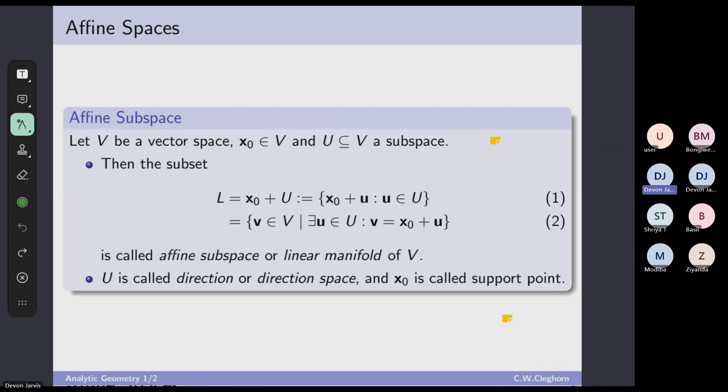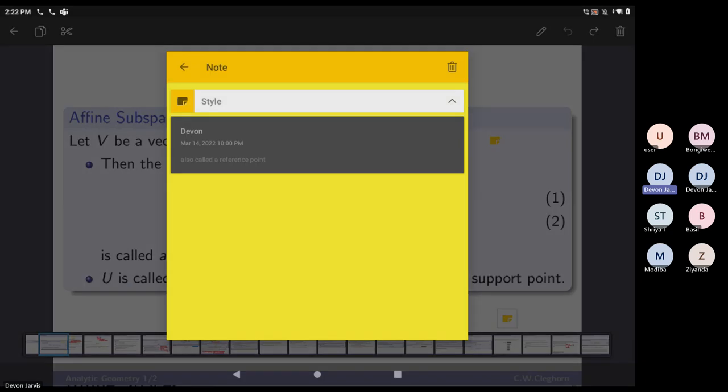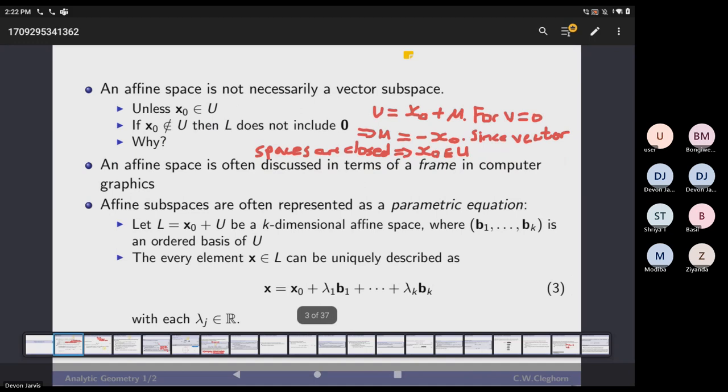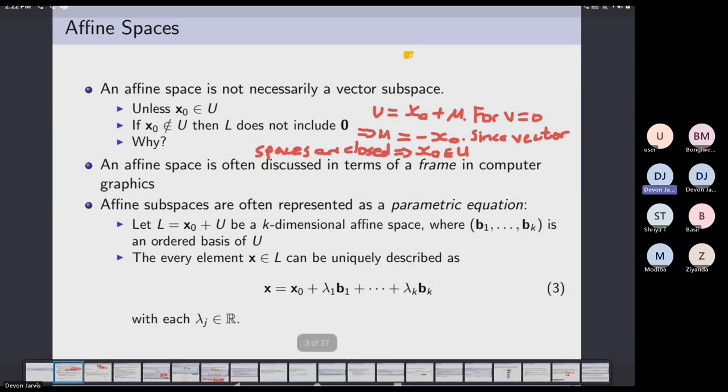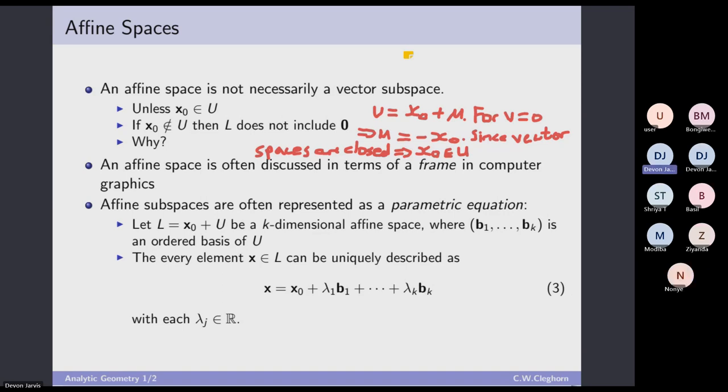U is called the direction or direction space, and x0 is called the support point. I think it also has another name, which I've made a note here. Yeah, it's also called the reference point. So what an affine space is not necessarily is a vector space, and the reason for that is because x0 is an element of V, which is this broad ambient space that we're defining the affine space in, but it might not be an element of U. And in general, when an affine space is going to be interesting, it's going to be cases where x0 is not an element of U. That's where it's useful. If it is an element of U, then it just sits along the basis of U already, and so you're not gaining any flexibility.